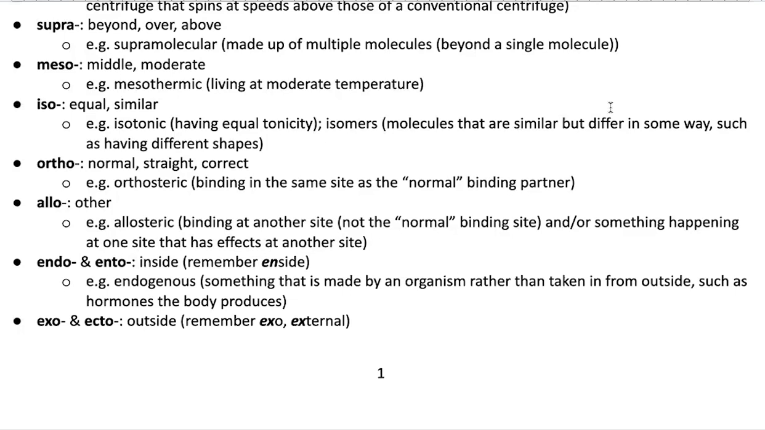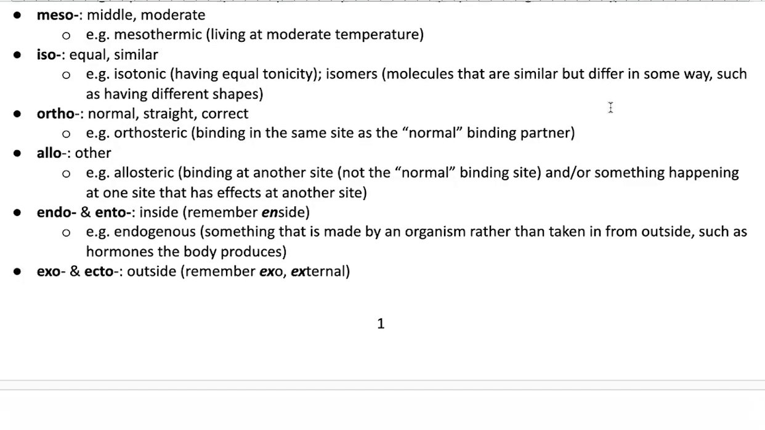So something that's mesothermic means it's living at a moderate temperature. And so some organisms, say, are mesothermic, where they are adapted to live in a moderate temperature. Iso, equal or similar.